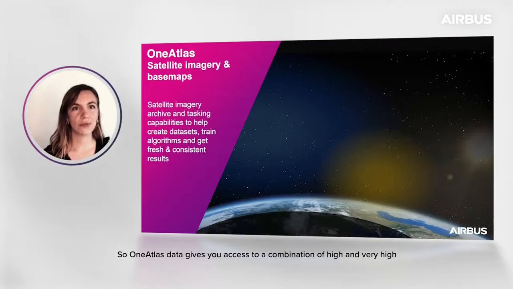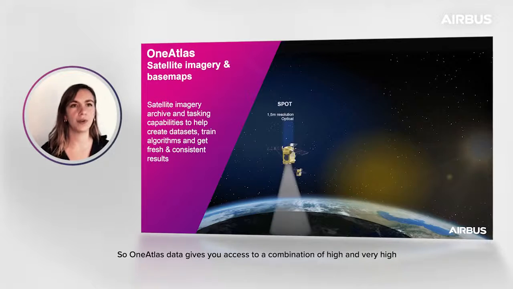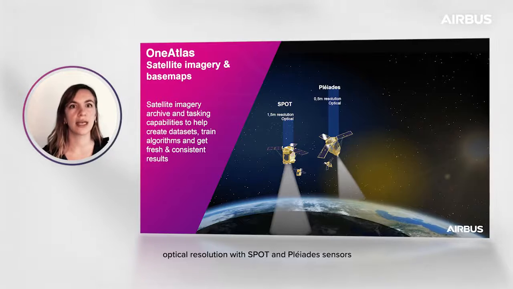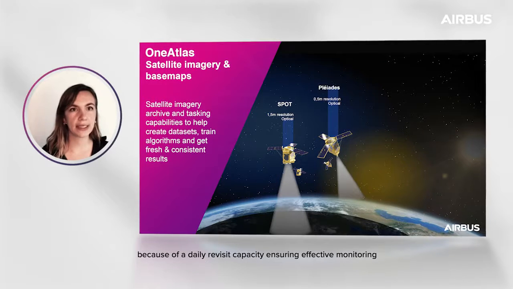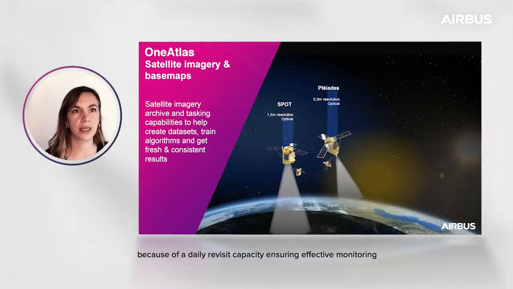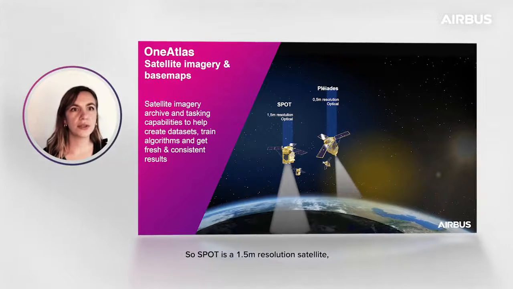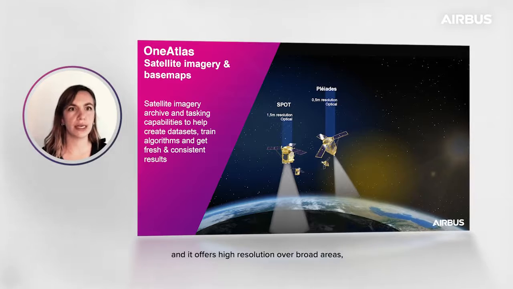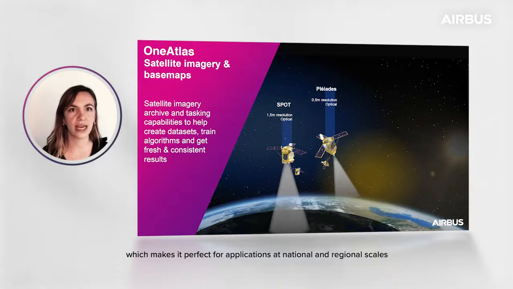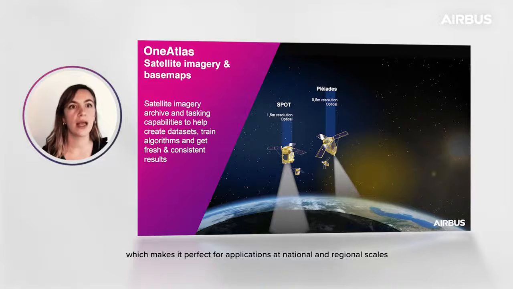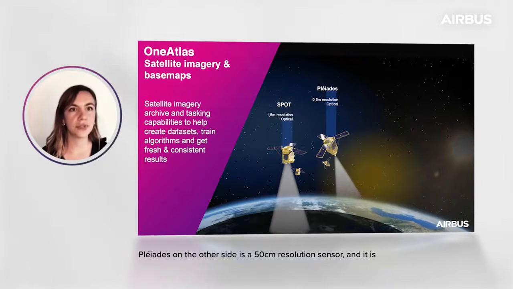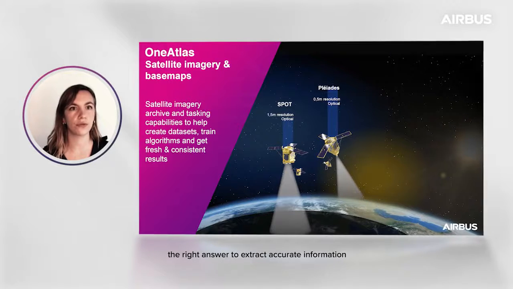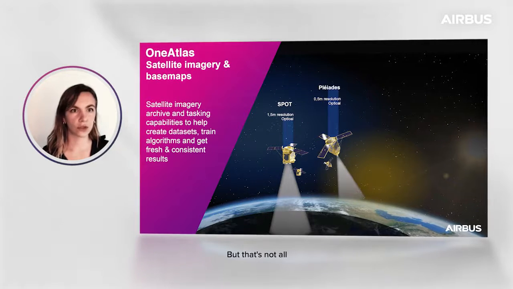So OneAtlas data gives you access to a combination of high and very high optical resolution with Spot and Pleiades sensors. They both offer daily revisit capacity, ensuring effective monitoring. Spot is a 1.5 meter resolution satellite, and it offers high resolution over broad areas. It makes it perfect for application at national or regional scale. Pleiades, on the other side, is a 50 centimeter resolution sensor, and it is the right answer to extract accurate information.